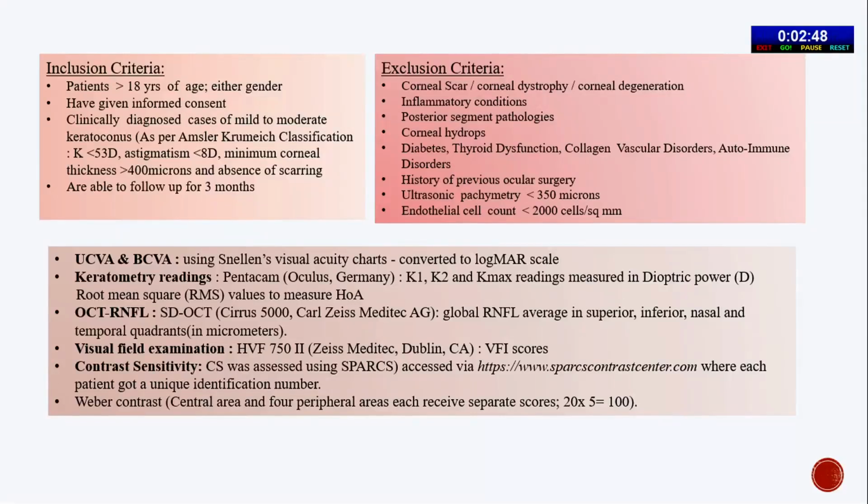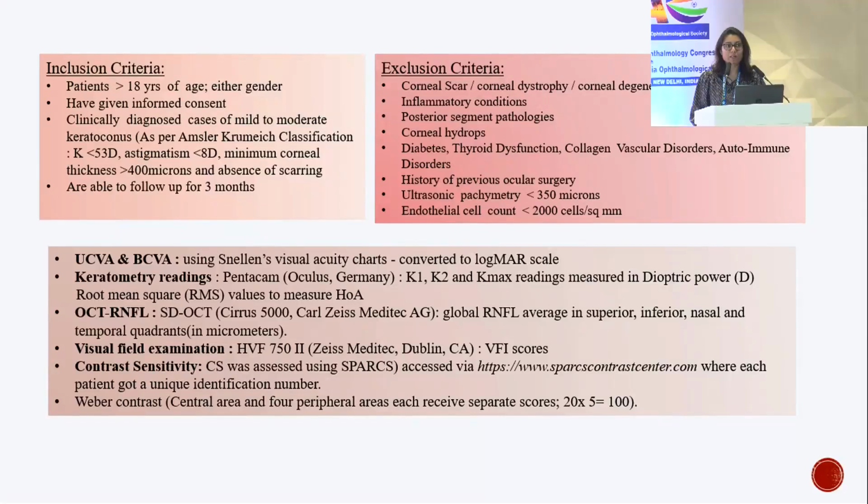So all the patients of mild to moderate keratoconus who underwent collagen cross-linking were included in the study. The parameters were evaluated preoperatively and then at 3 months post the procedure. The parameters that were evaluated included visual acuity, keratometry readings, retinal nerve fiber layer thickness, VFI scores, and contrast sensitivity was assessed using Sparks, which is basically an internet-based test which can be accessed on this particular website that you see.